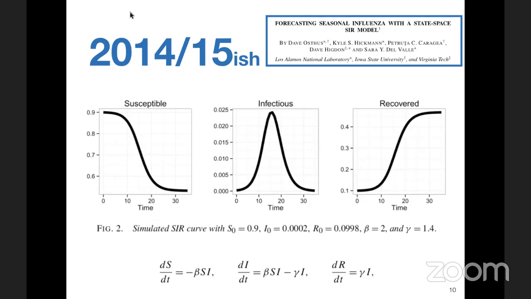So I'll start with a quick overview of an SIR model. This is a system of ordinary differential equations that conceptualizes a population and partitions the people in that population into three compartments: susceptible, infectious, and recovered. Susceptible means they can get infected, infectious means they are infected and can spread the disease, and recovered means they're neither susceptible nor infectious.